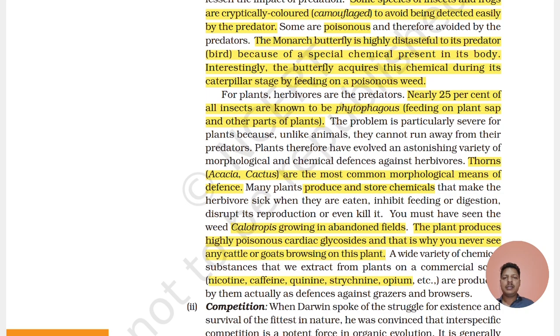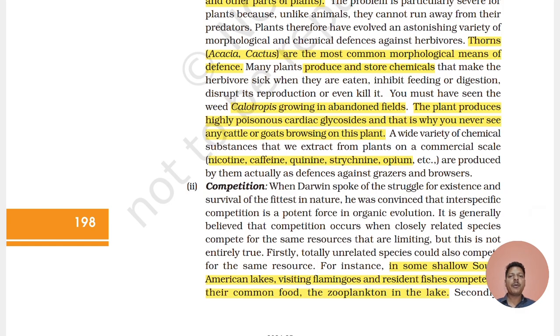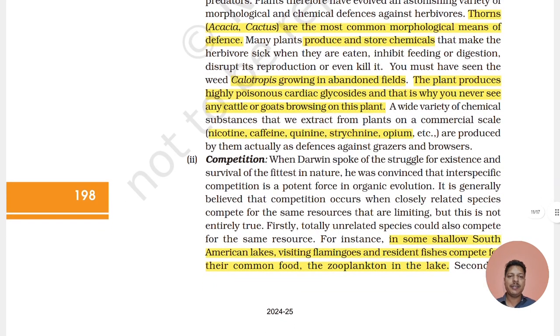Thorns in acacia and cactus are the most common morphological means of defense. Many plants produce and store chemicals that make herbivores sick when they are eaten, inhibit feeding or digestion, disrupt reproduction or even kill them. Calotropis growing in an abandoned field. The plant produces highly poisonous cardiac glycosides, and that is why you never see any cattle or goat browsing on the plant. Some more plants have nicotine, caffeine, quinine, strychnine, opium. They also act as defense mechanisms against grazers and browsers.